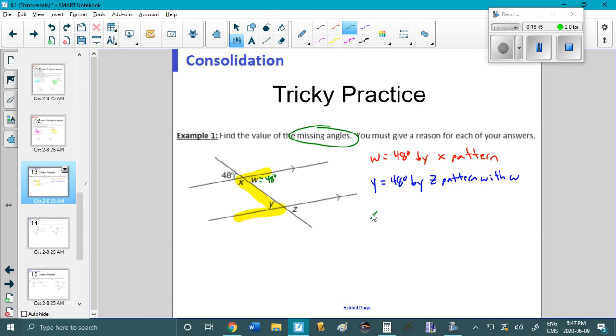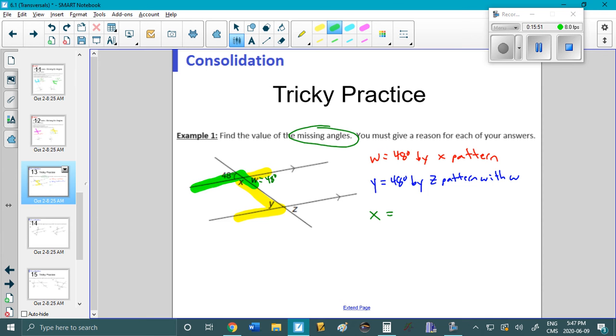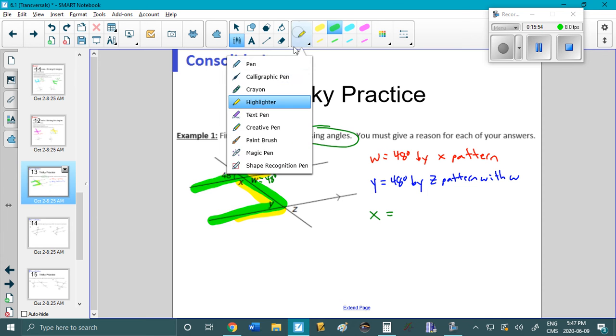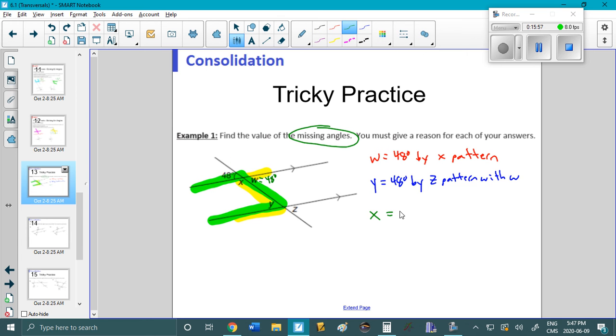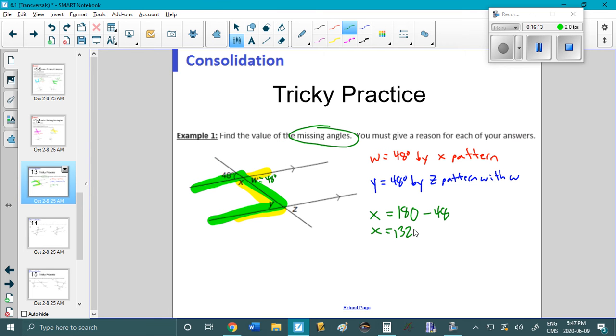Okay, now angle X equals, well, for X, we've got a C pattern here, and we know that C pattern means they add to 180. So X equals 180 minus Y, which is 48. So X equals 180 minus 48, 132. And that was C pattern, because we had to subtract, with X, because X and Y make the C. And then finally, the easy one, Z equals 132 degrees.